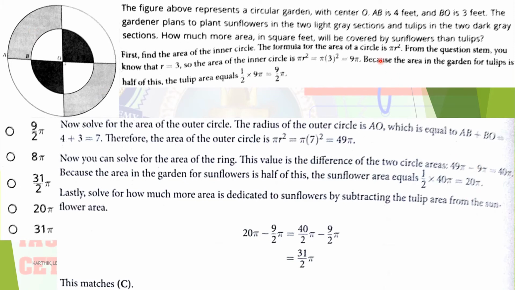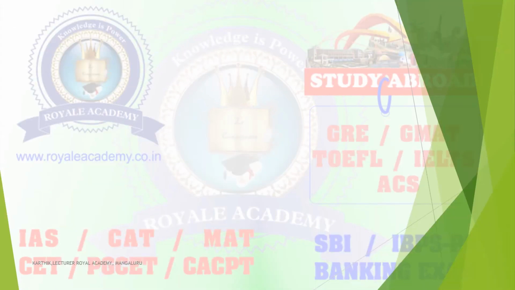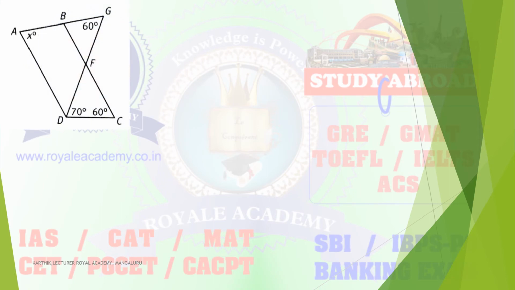Then subtract sunflower area minus tulips area: 20 pi minus 9 divided by 2 into pi. After simplification, 20 pi is written as 40 divided by 2 into pi, minus 9 divided by 2 into pi, and you get 31 divided by 2 into pi. So answer C is the correct one. I hope all of you understood this problem. Next question. Here you can see one figure.